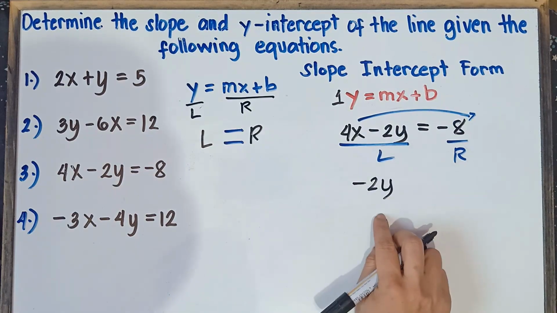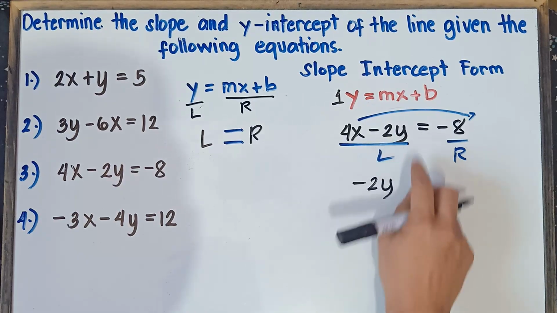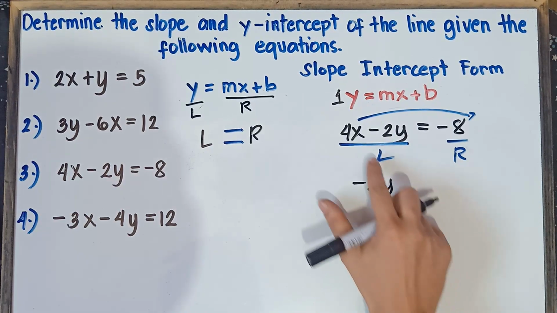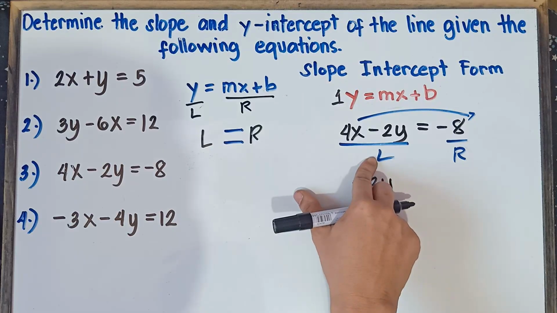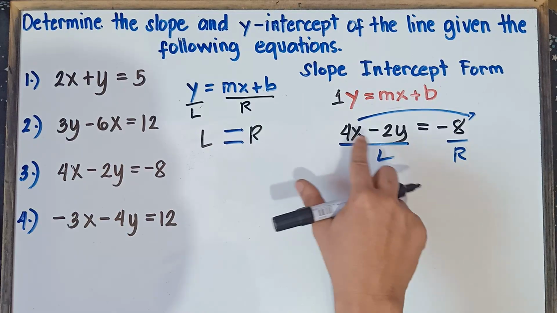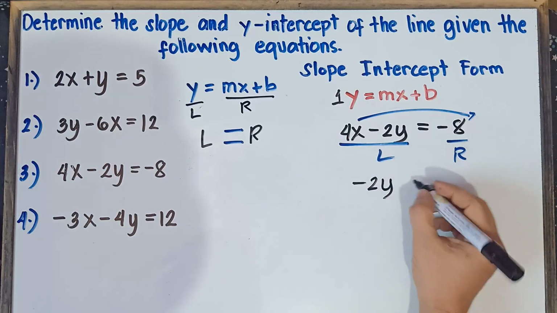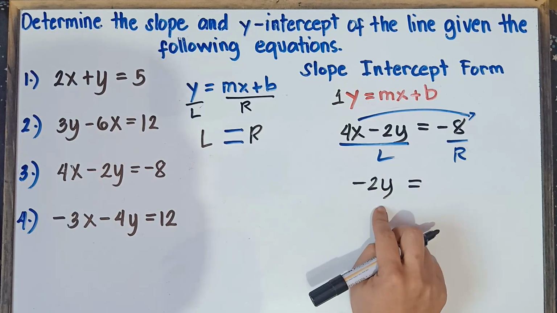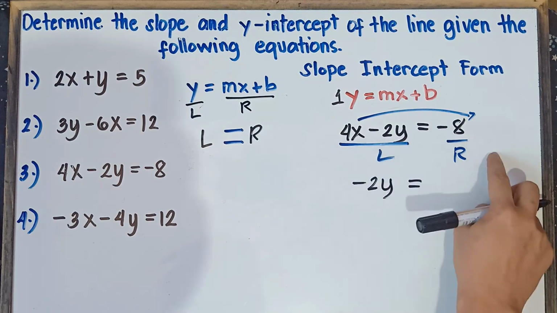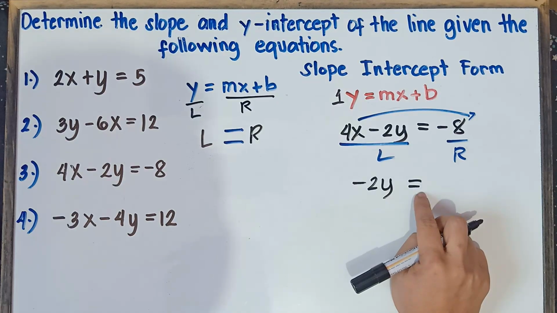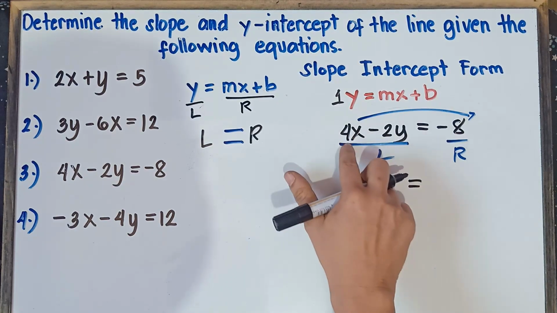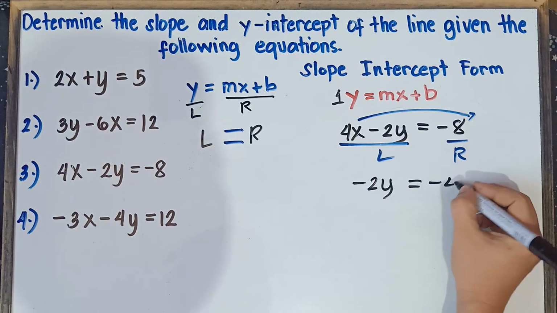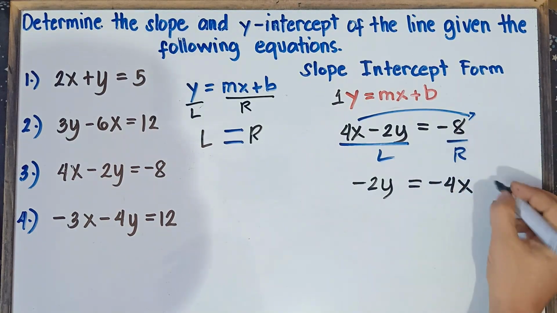Once again, class, do not change the sign of negative 2y because negative 2y is still on the left side of this equal sign. We just need to transpose 4x from left to right. So, copy equal sign. We transpose 4x from left to right. Once you transfer from this equal sign, you change the sign. This is positive 4x. It will become negative 4x. And then copy negative 8.